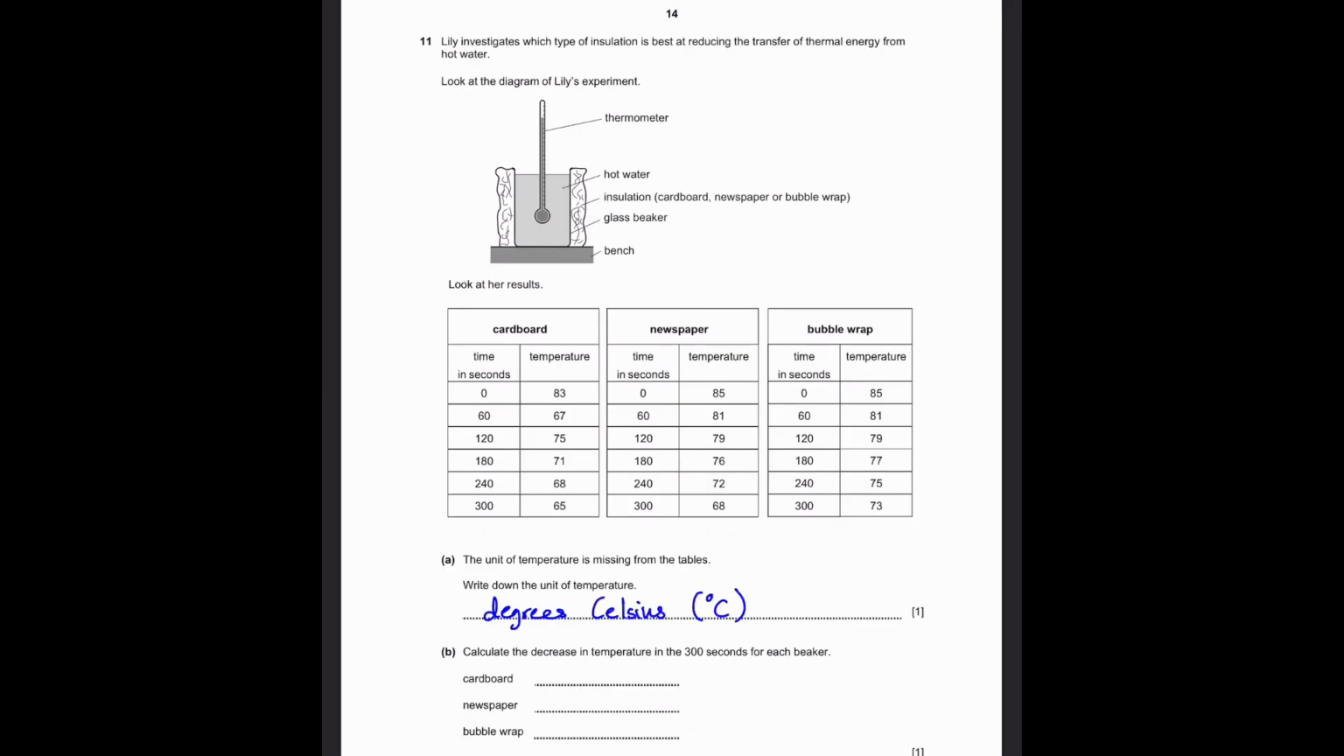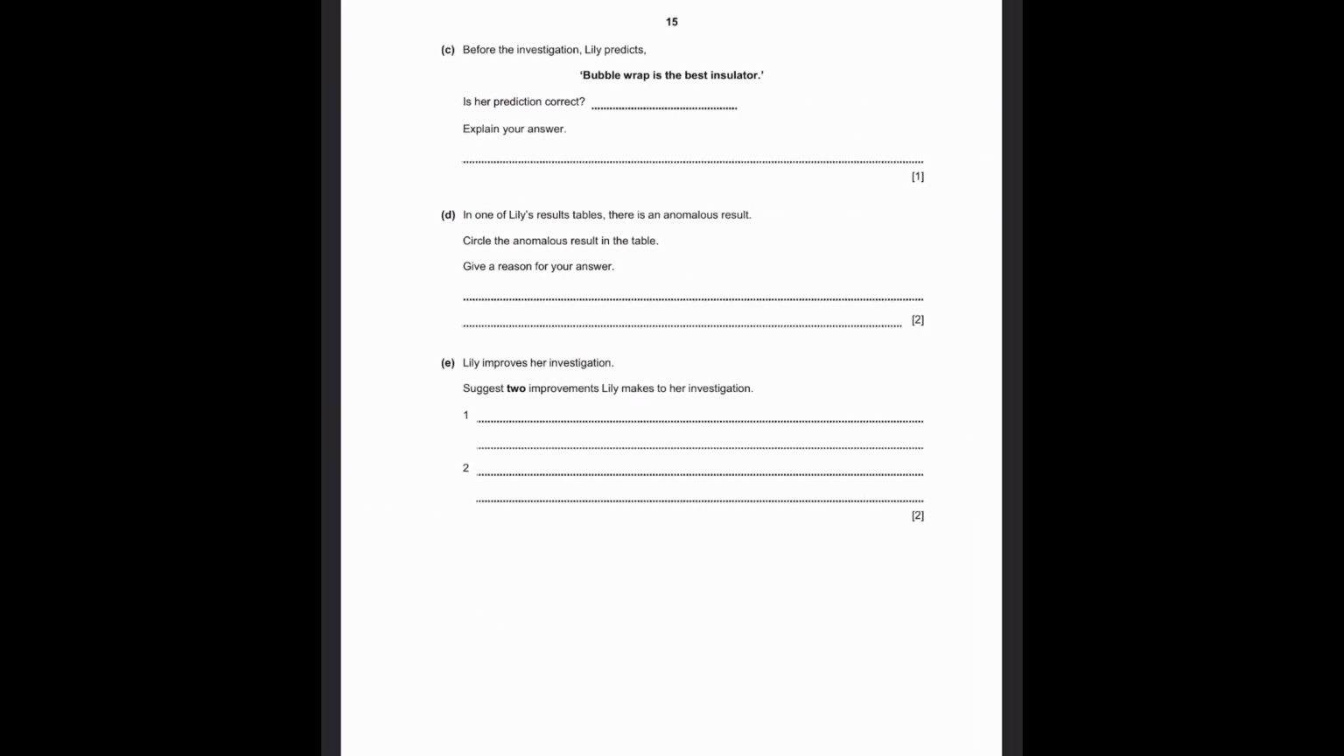Calculate the decrease in temperature in 300 seconds for each beaker. For cardboard, the decrease in temperature is going to be 83 minus 65, which is 18. For newspaper, 85 minus 68 is 17. And for bubble wrap, 85 minus 73 is 12. That's our answer. Let's go to part C. Before the investigation, Lily predicts bubble wrap is the best insulator. Is your prediction correct? Explain your answer.